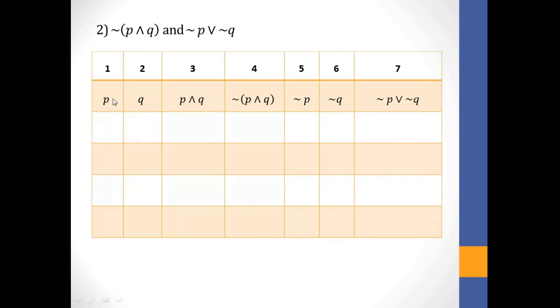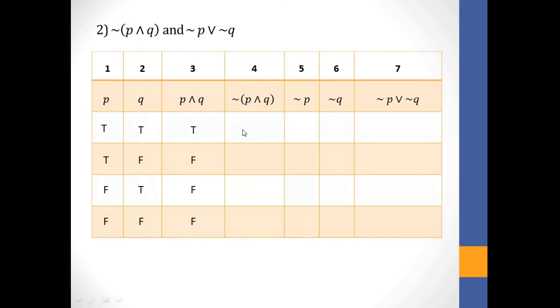Now as usual we have to write the values for P: T, T, F, F, then for Q: T, F, T, F. Okay, then third column is P and Q. Now again see here, T and T is T, then T and F is F, then F and T is also F, and F and F is F. So conjunction P and Q is completed.